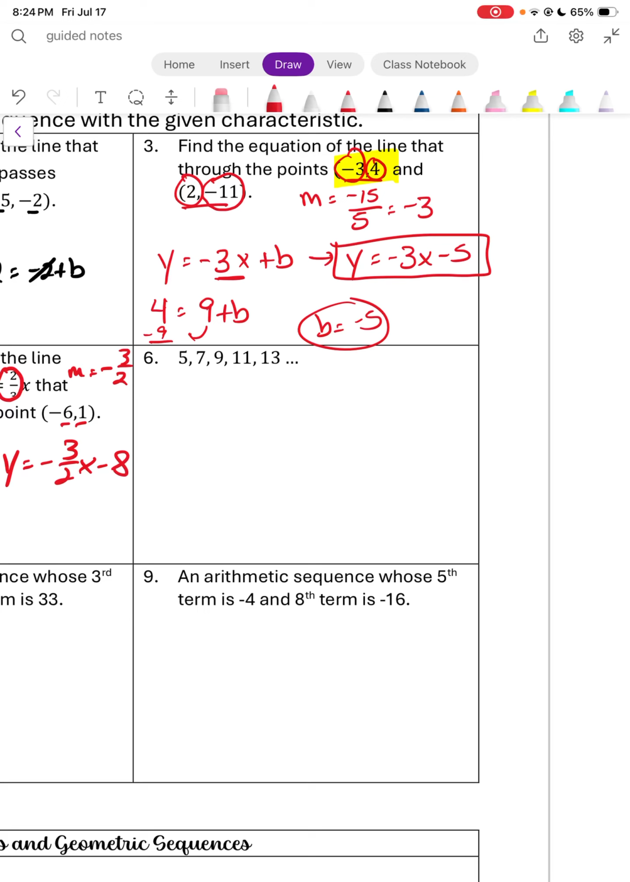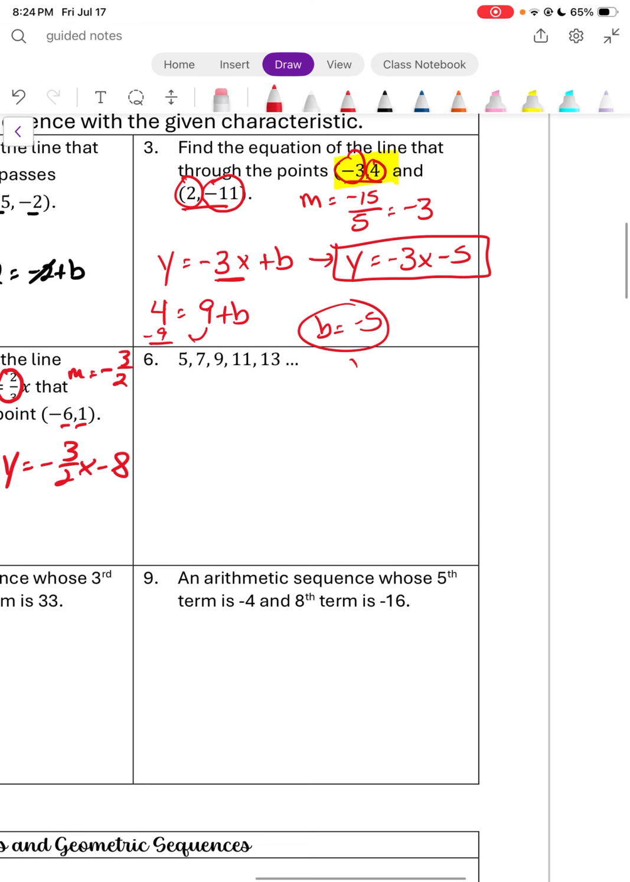Okay, now let's find the equation of arithmetic sequences. First thing I need you to know is arithmetic equals linear. It's the exact same thing. y = mx + b is going to apply to each and every one of these arithmetic sequences as well. So I'm going to show you the easy way.